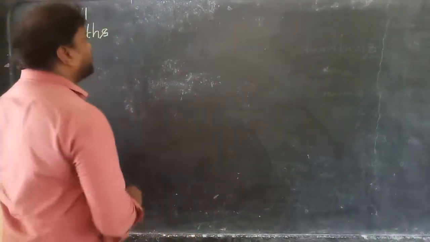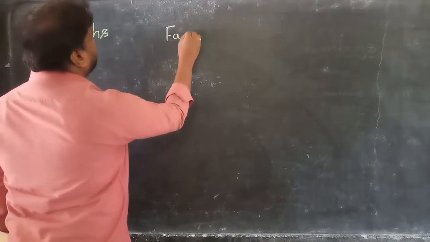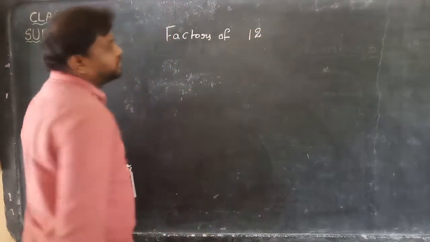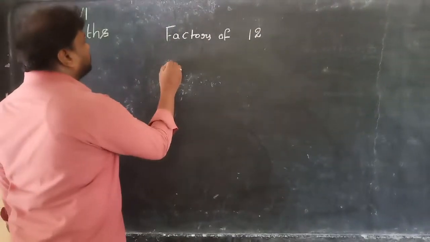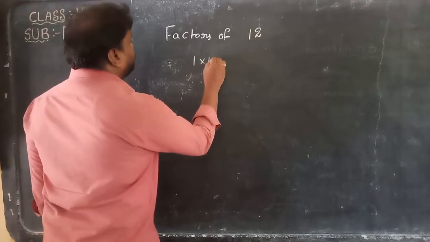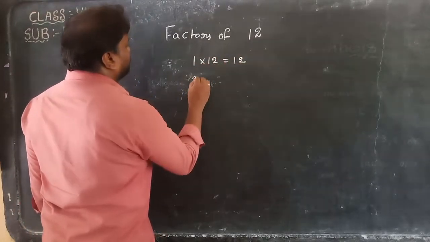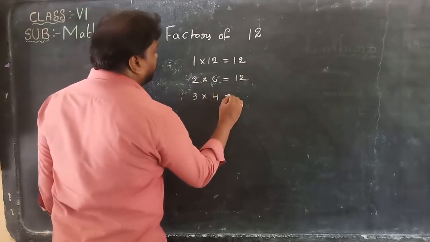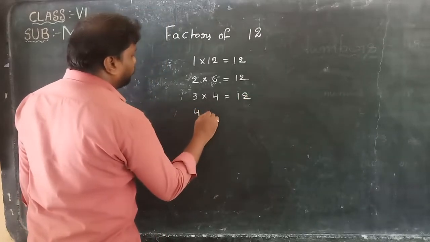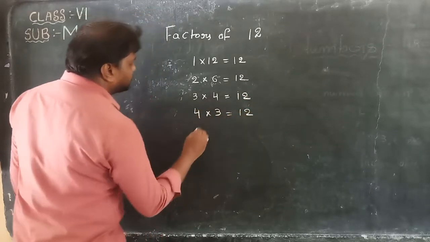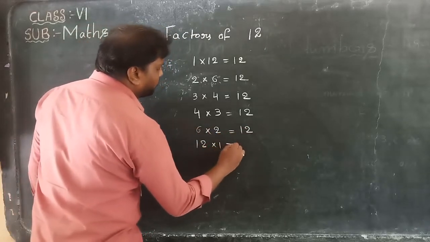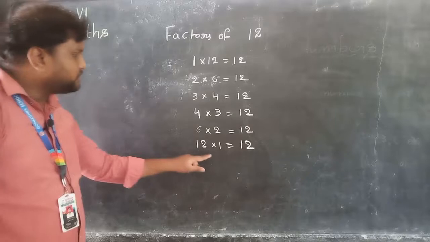Like that, for example, to find the factors of 12, we can write 1 into 12 is equal to 12, 2 into 6 is equal to 12, 3 into 4 is equal to 12, 4 into 3 is equal to 12, 6 into 2 is equal to 12 and 12 into 1 is equal to 12. Means 1, 2, 3, 4, 6, 12.